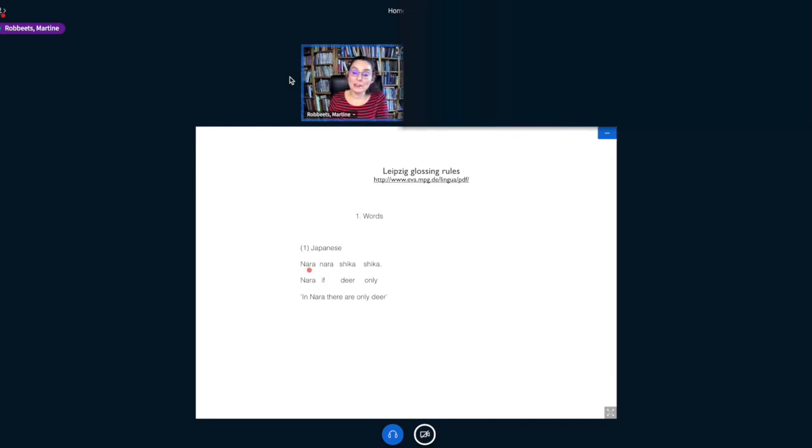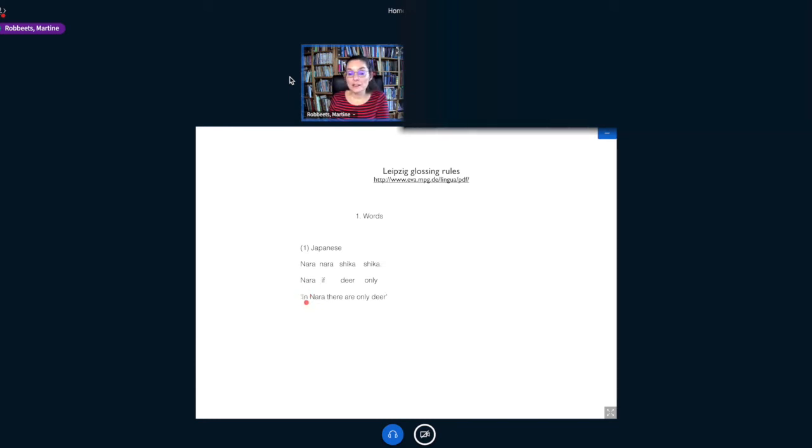For instance, here I made it Nara Nara Shika Shika. And Nara means Nara, it is a city in Japan. Nara can be translated with if. Shika means deer, the animal, and shika can also mean only. So there's a one-to-one translation of word and meaning. And then the third line of your glossing should always be the semantics, the meaning, and you put the meaning between single quotes.